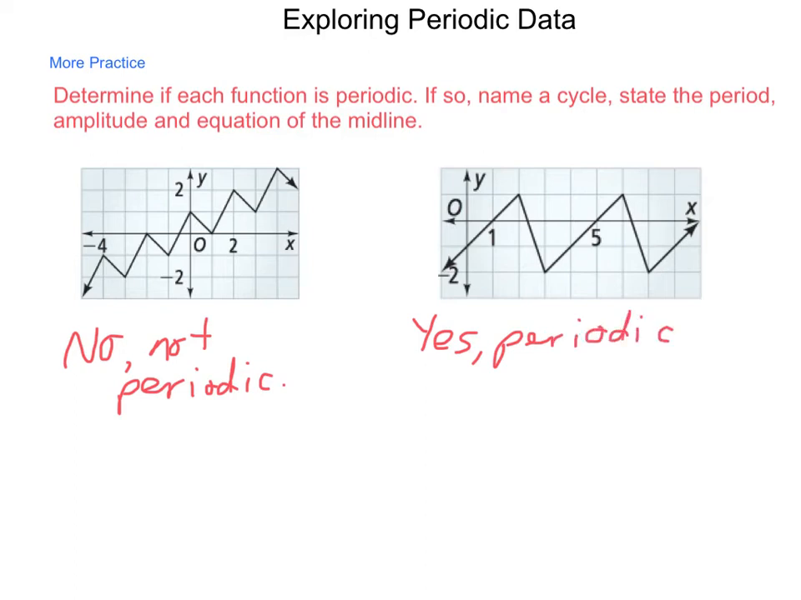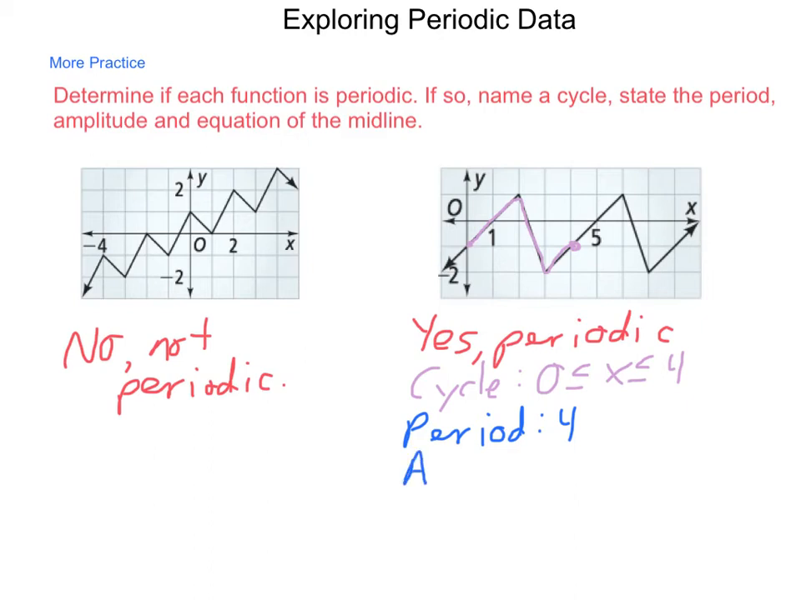Let's find one cycle. Cycle goes from here through all the way to here. So my cycle is going from 0 to 4. That means that my period has a length of 4.